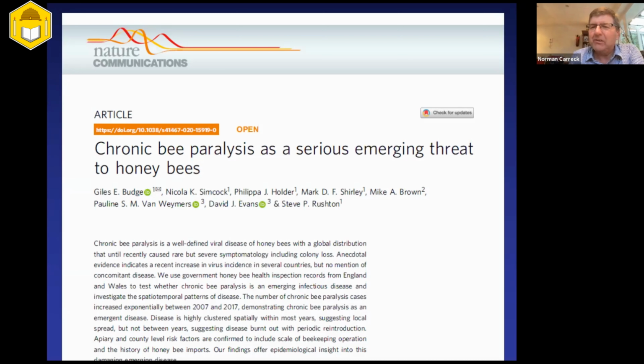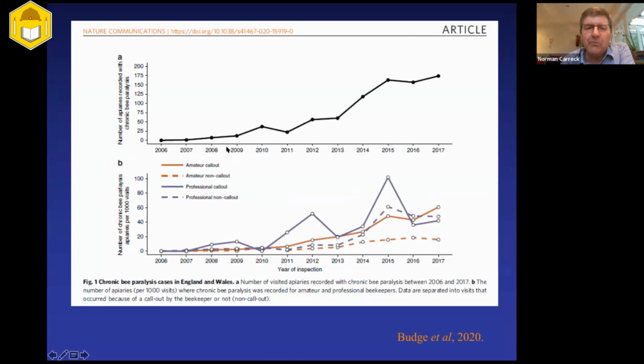But what he's done is he's looked at data from BeeBase, from bee inspections over a long period of time, and looked at chronic bee paralysis. And this is one of the graphs, and the top one looking at number of apiaries recorded with chronic bee paralysis virus. It does indeed seem to show that over the 10 years from 2007 to 2017, there was a very considerable increase in the incidence of the disease in England and Wales.